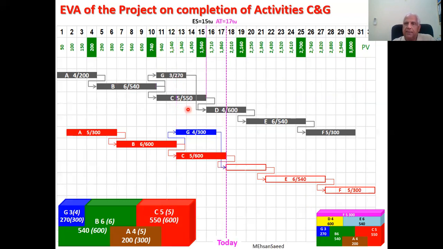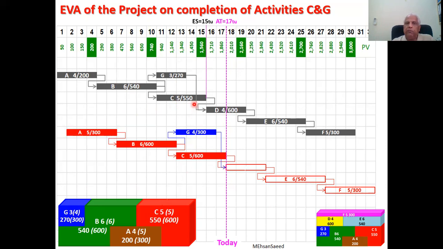It is day 17. And as you can see, activities G and C have also been completed. Activity G has cost us 300 instead of 270, and activity C has cost us 600 instead of 550. Let's look at the time. What is today's time? We are 17 days into the project, so actual time is 17. What have we achieved today? We have achieved activities A, B, C, and G.